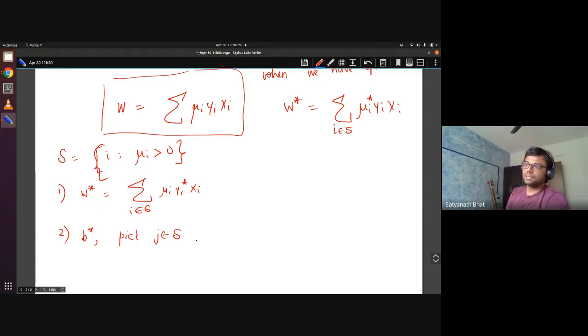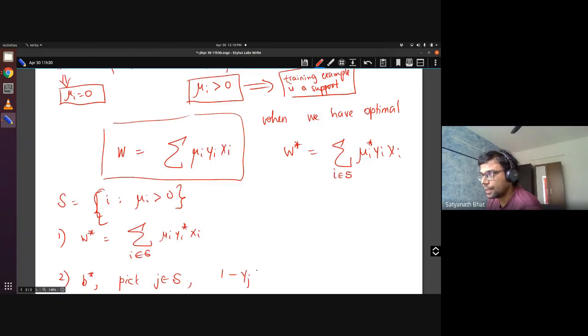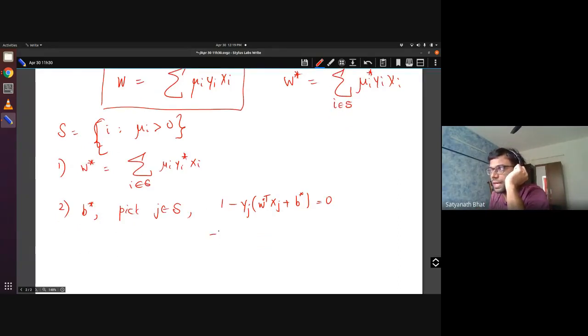Once we know that the jth point is a support vector, what do we know? We know that 1 minus yj (w transpose xj plus b) is equal to 0. So now we can do some simplification. We will get minus yj (w star transpose xj plus b) is equal to minus 1, multiplying both sides by minus yj.